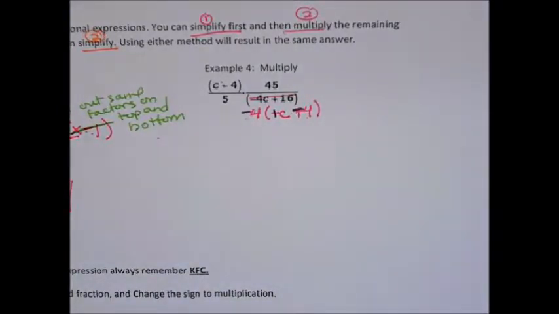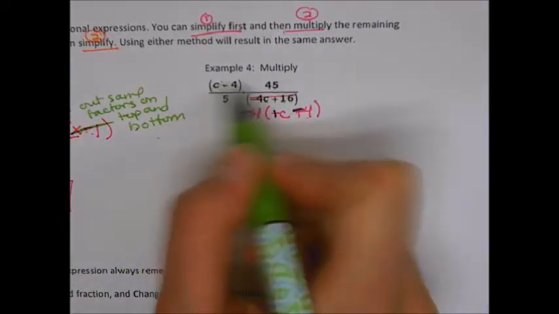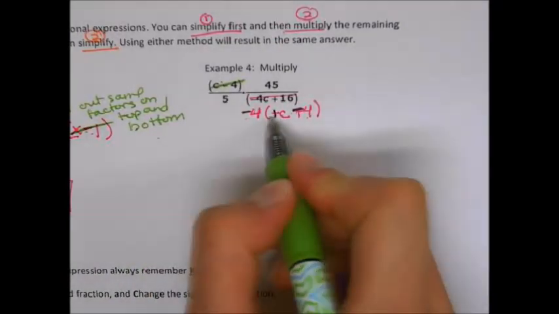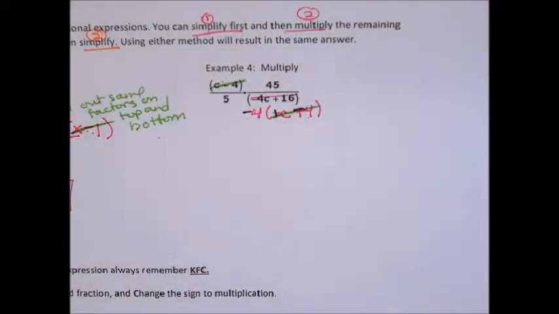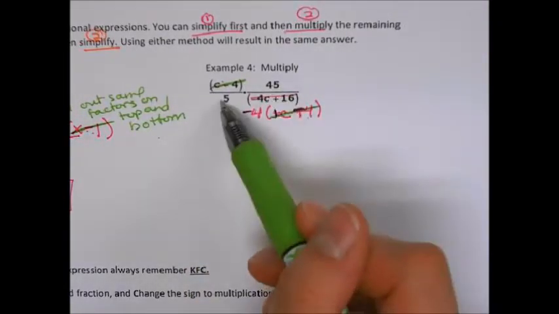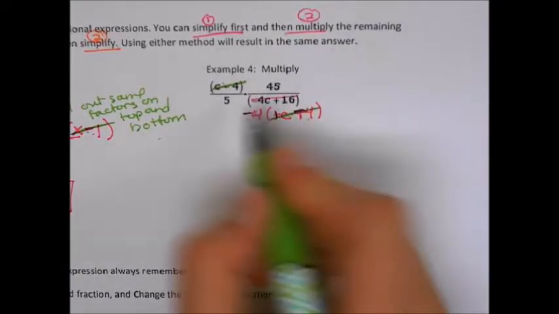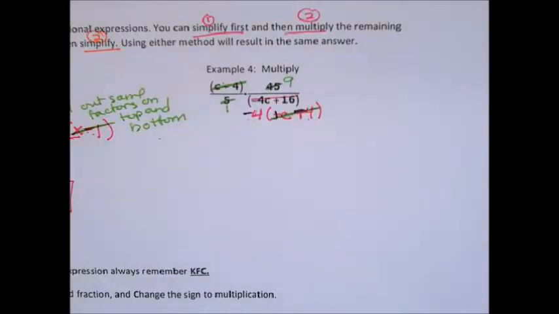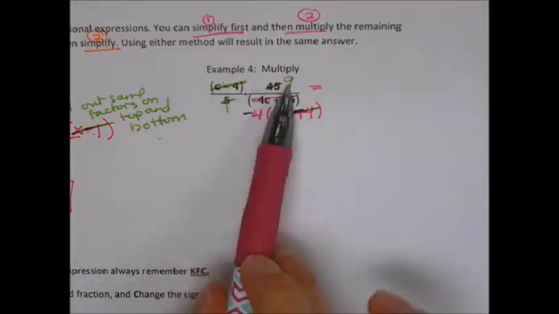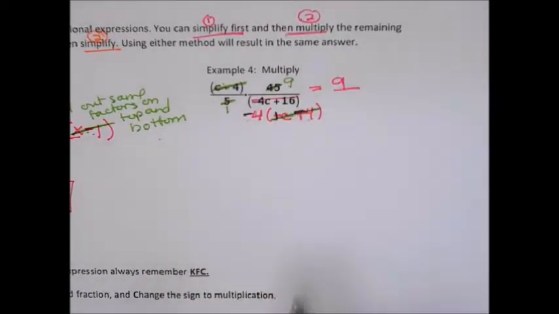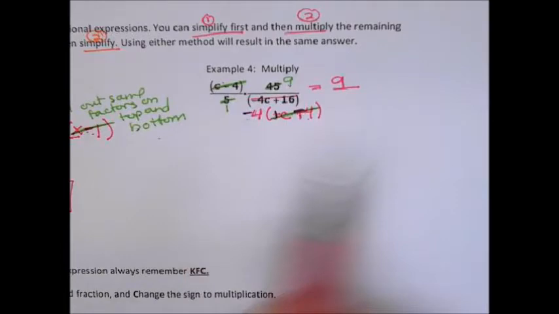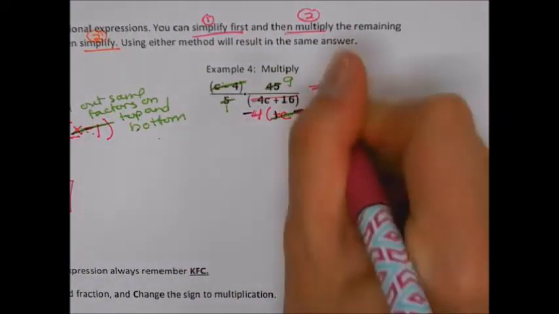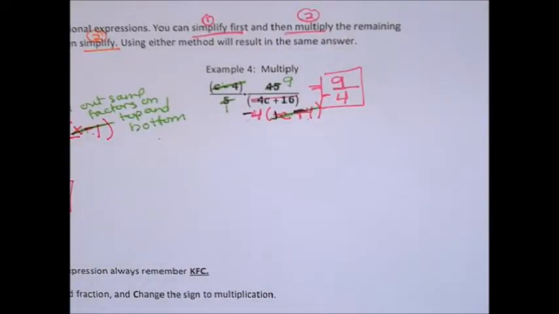Let's go ahead and cross things out. We're going to cross out same factors top and bottom. I have a c minus 4 on the top here, c minus 4 on the bottom. I have a 45 and a 5, so I can reduce these. 5 goes into 45 9 times. So let's see what I'm left with. On the top, I'm left with a 9. On the bottom, I'm left with a 1 times a negative 4. And so that is my final answer.